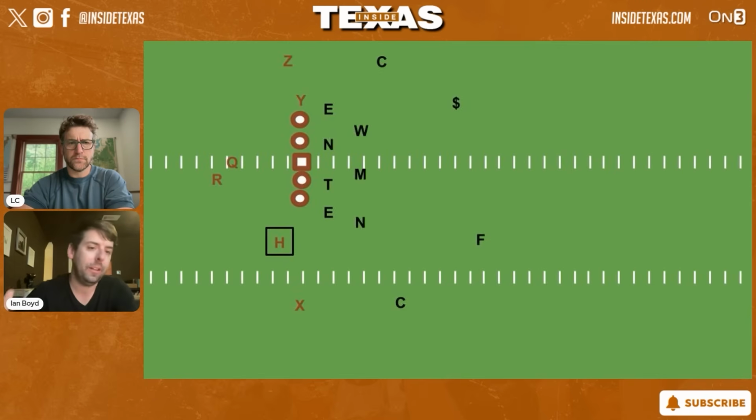So Sark is not really like, let's get a little water bug or a flex running back. He's kind of like, let's get a physical receiver in here that knows how to get open in space, but can also be almost like a tight end.